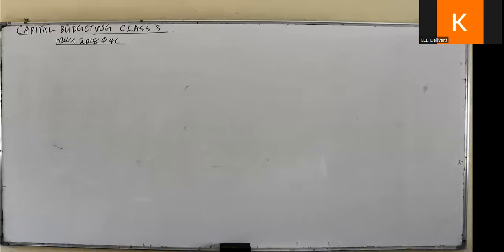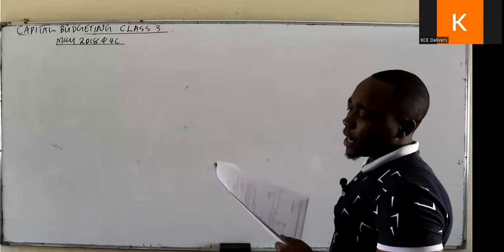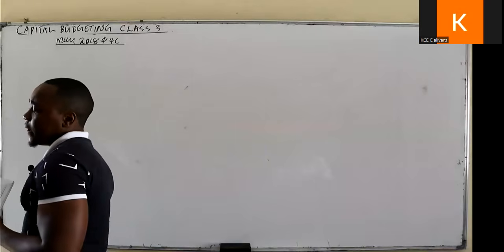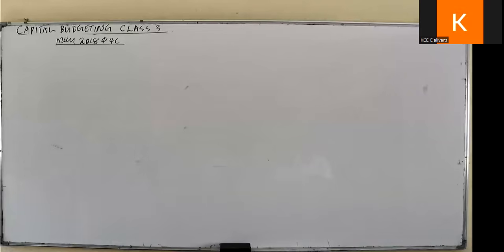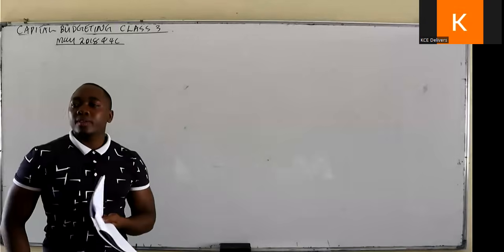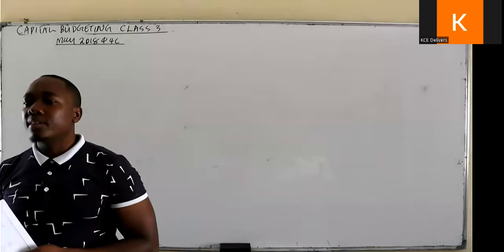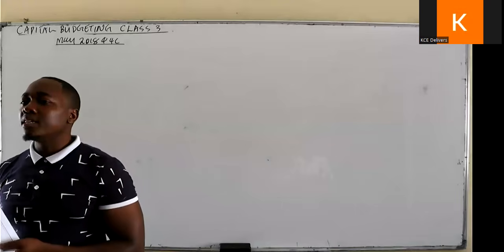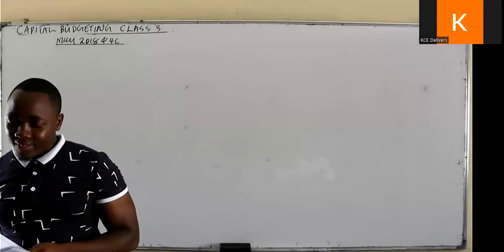Let's start with question 4, part C, part 1. Describe two types of capital rationing in capital budgeting, 4 marks. Don't describe, just state. Soft and hard. Good.